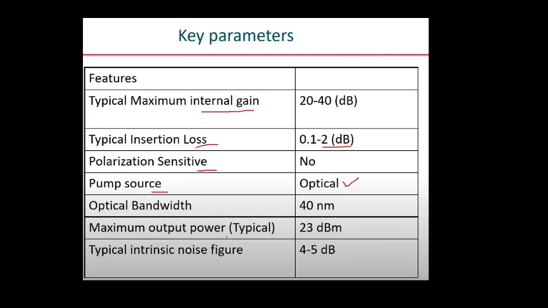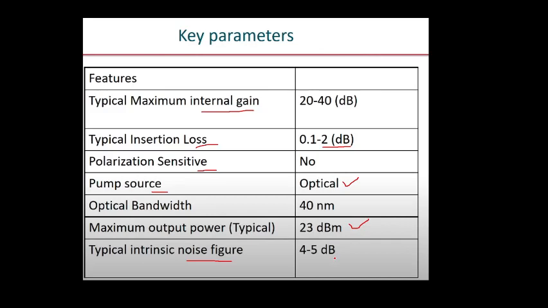So maximum output power is an important component, because it describes how much power an amplifier can give, and typically it is 23 dBm practically for an amplifier. This is the noise figure, as we discussed earlier. It is 4 to 5 dB practically for an EDFA amplifier.